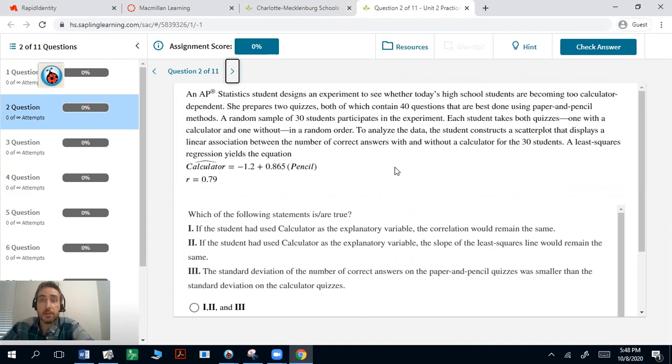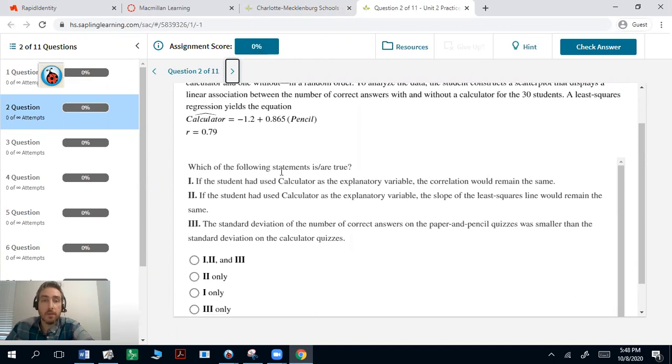To analyze the data, the student constructs a scatter plot that displays a linear association between the number of correct answers with and without a calculator for the 30 students. A least squares regression yields the equation: predicted calculator test equals negative 1.2 plus 0.865 times the pencil test. And the correlation is 0.79, so it's fairly strong. Which of the following statements is or are true?